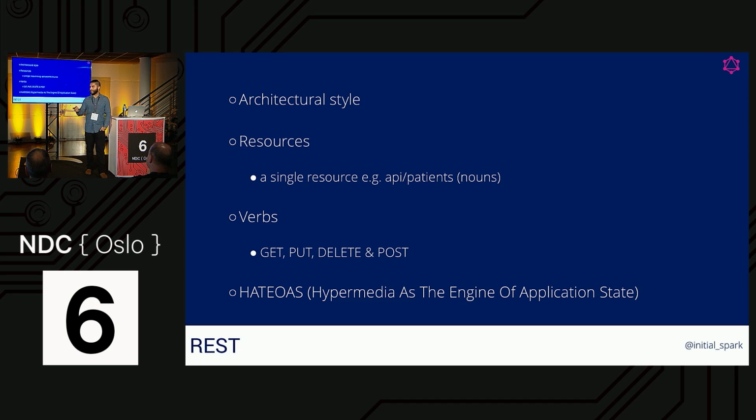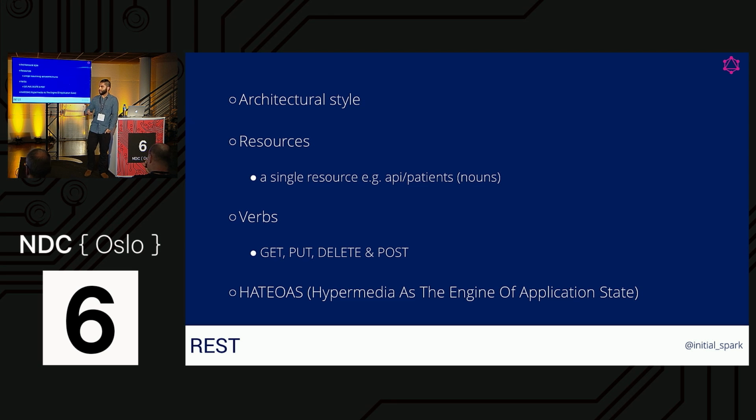Right, so I just want to quickly recap on some of the core concepts of REST. REST is an architectural style, and it's a pattern. It's not a framework or a library. It's based on this concept of resources, and we name our resources using nouns. So for example, we've got API patients, and patients is our resource. And because we use REST over HTTP, we have these HTTP verbs and operations which allow us to mutate our resources. So we can basically manipulate, we can get, put, delete, and post.